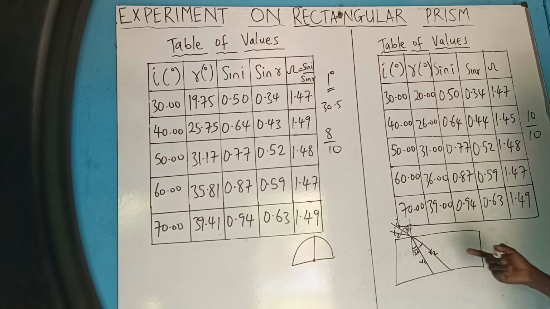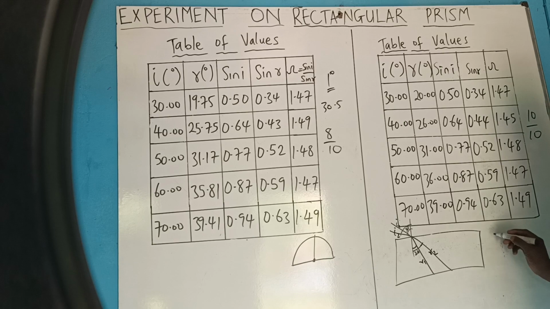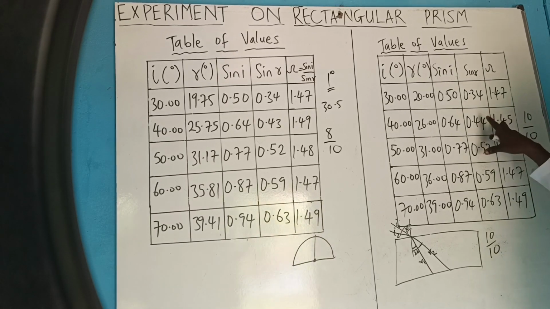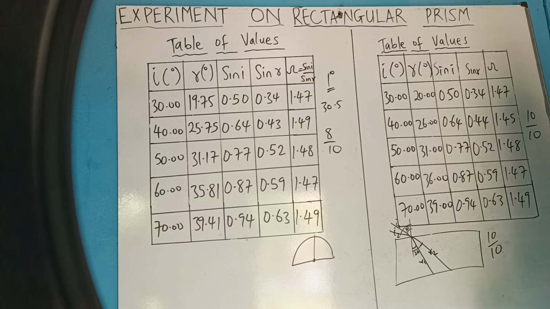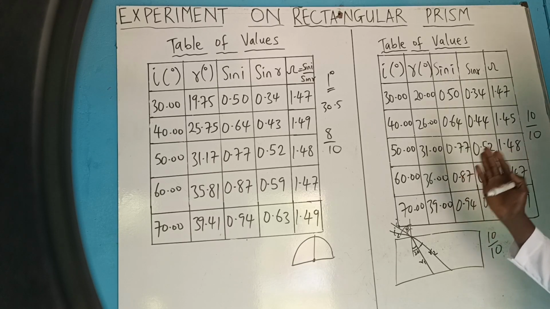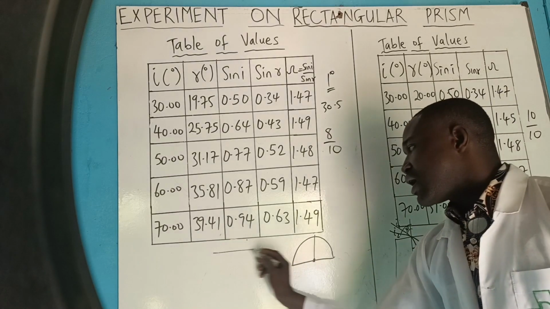You sketch it sharp, and they will see your tracing paper. You get marks for this tracing paper, maybe 10 over 10, marks for your table, and marks for all the calculations you did as well. So that is how to conclude the experiment on the rectangular prism, the one that goes this way.